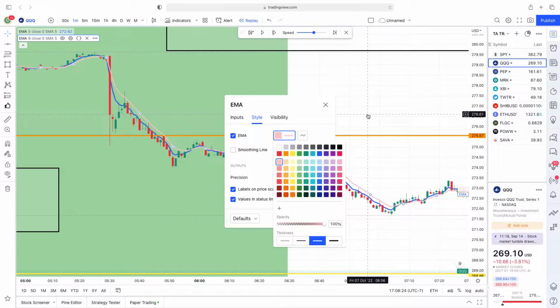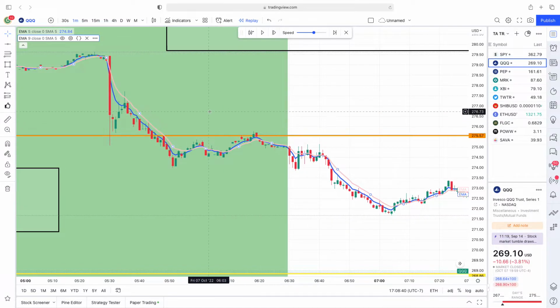These are the colors I use because they work for me. I'm not telling you what to do, not giving you any advice. I'm just telling you if you decide to use this EMA scheme, then you can use it. And if you don't like the colors I use, then there you go.